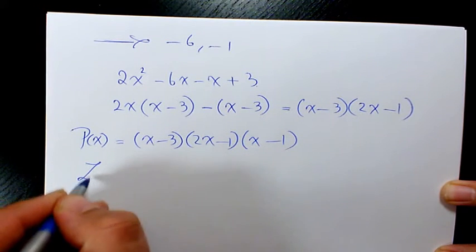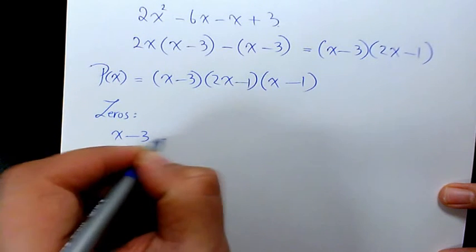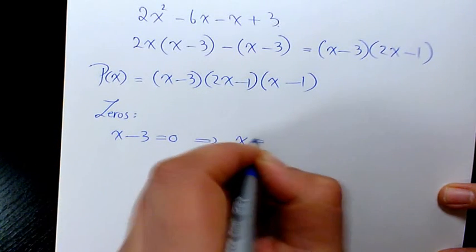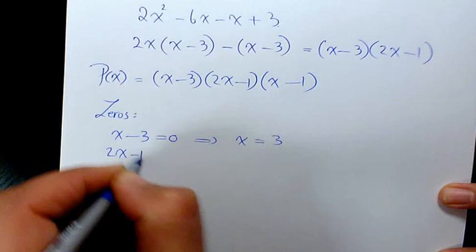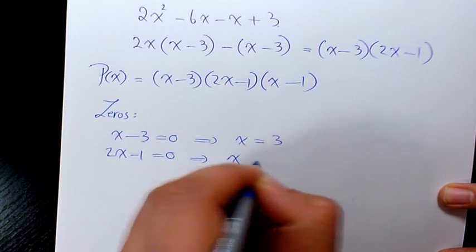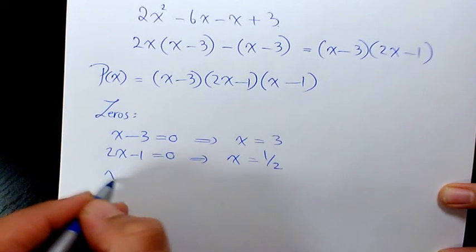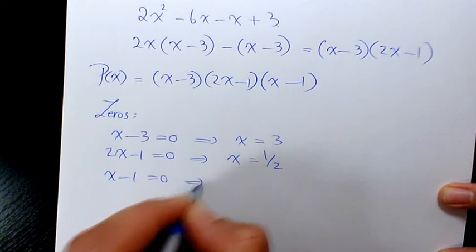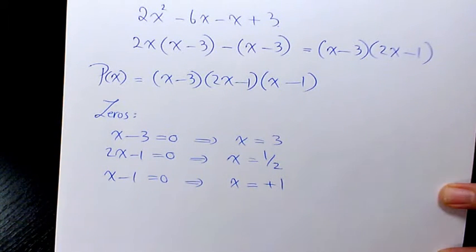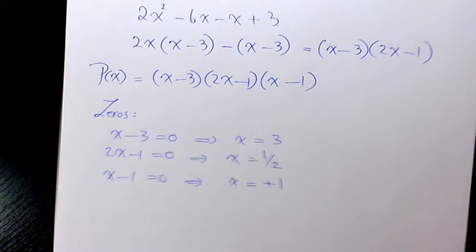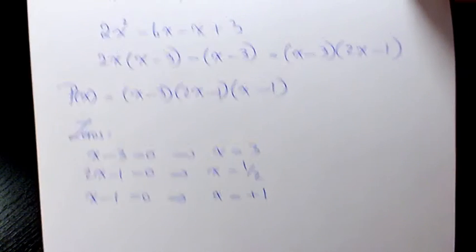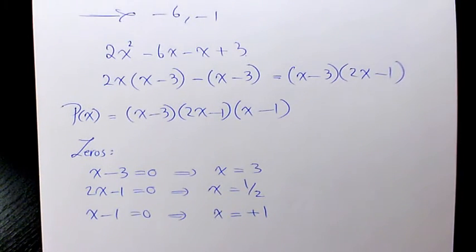So the zeros are x minus 3 equals 0, so x is 3. 2x minus 1 equals 0, so x is going to be 1 over 2. x minus 1 equals 0, so x is going to be positive 1. So these are going to be the 3 zeros we have in this polynomial. Let's look at the next example.